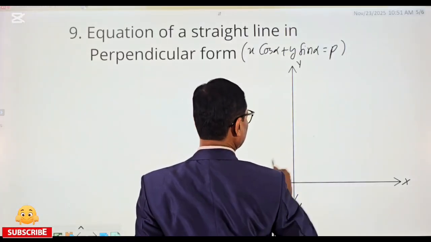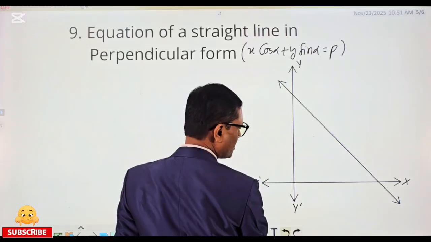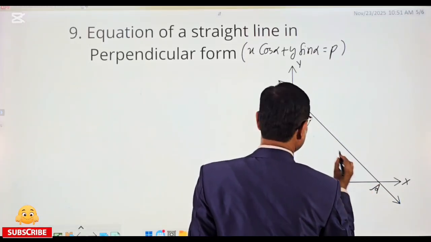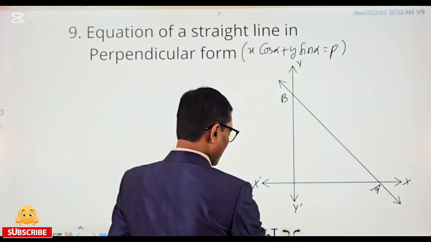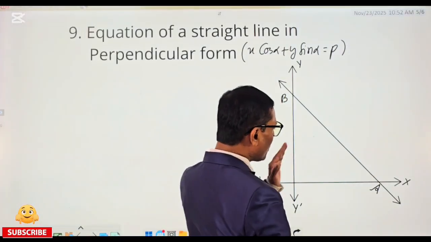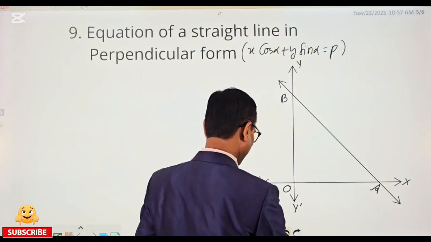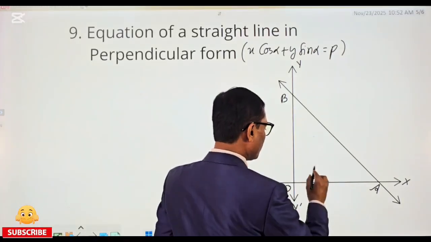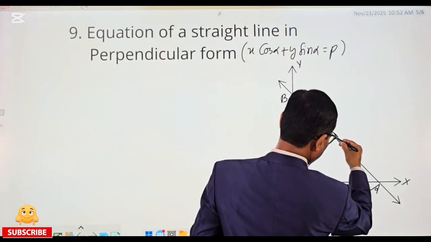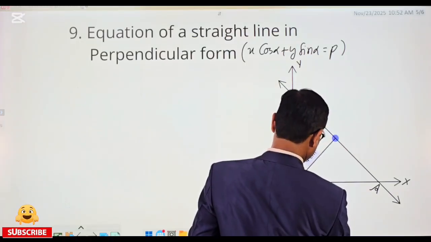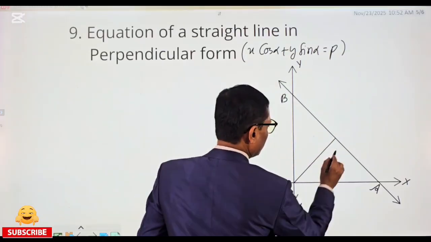Okay, then we have a line, right? Let this line cut the x-axis at point A and the y-axis at point B. Now, let the distance of this line from the origin be p. The distance is always the perpendicular distance, so we write perpendicular distance here.